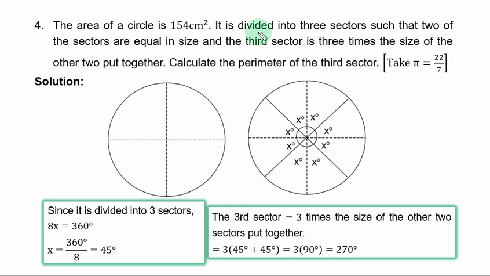Question 4. The area of a circle is 154 square centimeters. It is divided into 3 sectors such that 2 of the sectors are equal in size and the third sector is 3 times the size of the other 2 put together. Calculate the perimeter of the third sector. A sector is the region that is bounded by 2 radii and an arc.